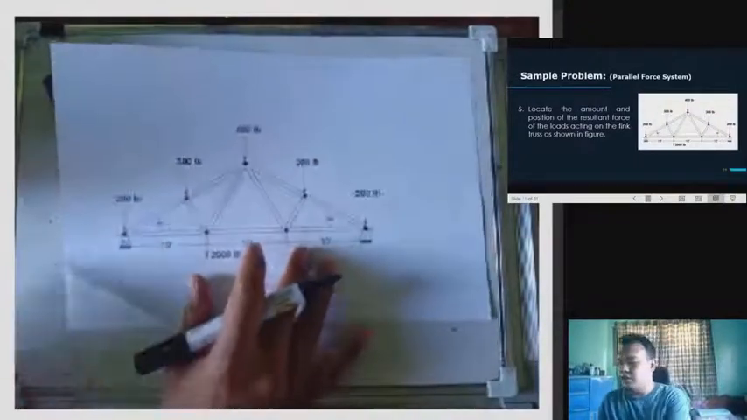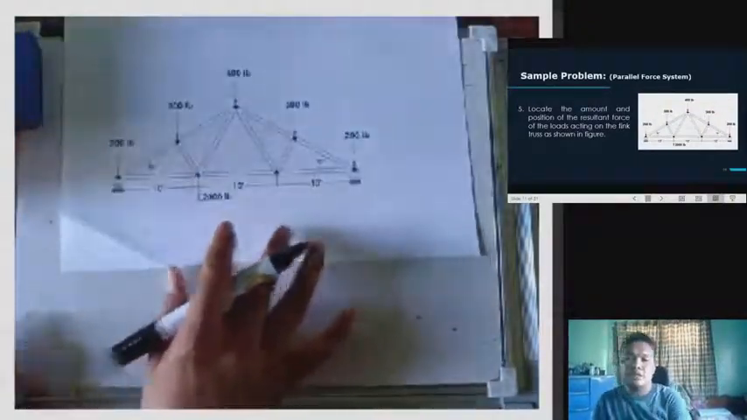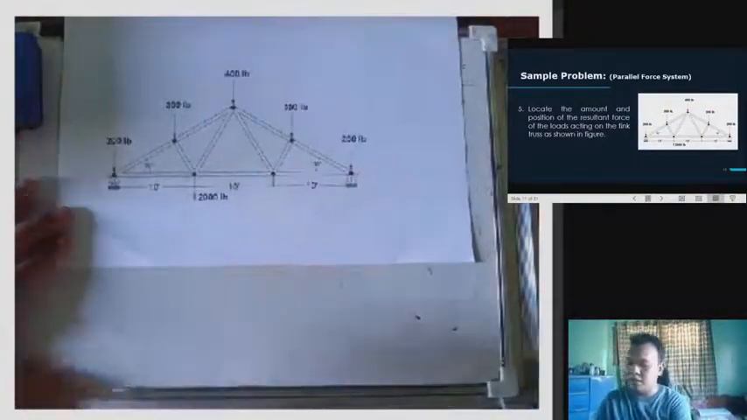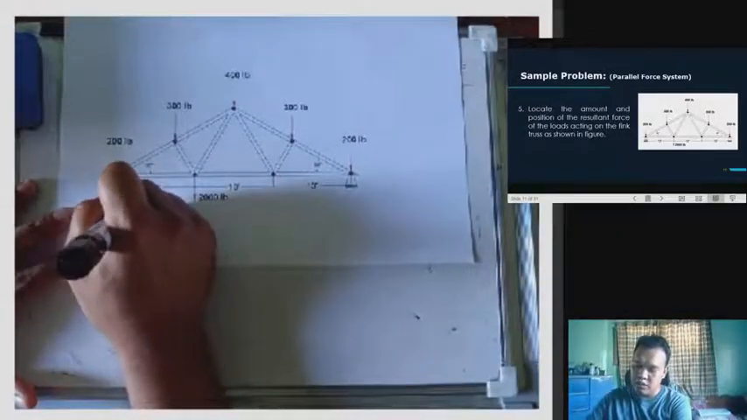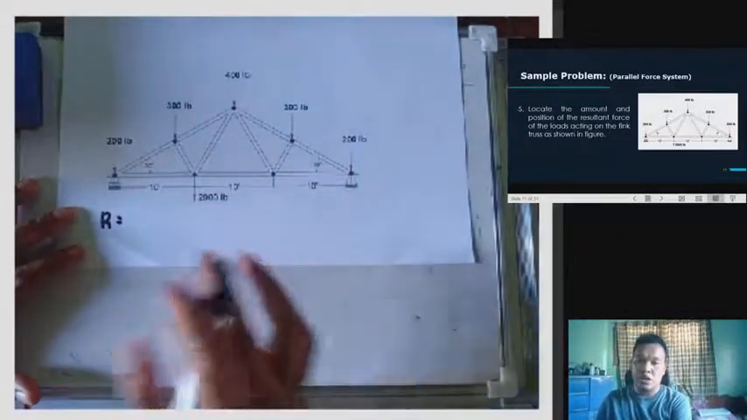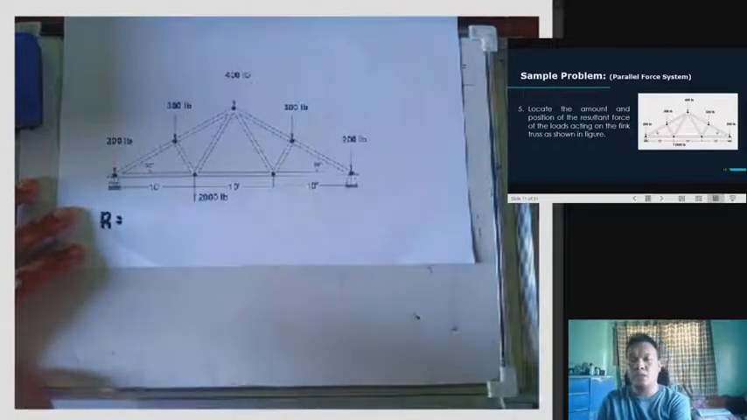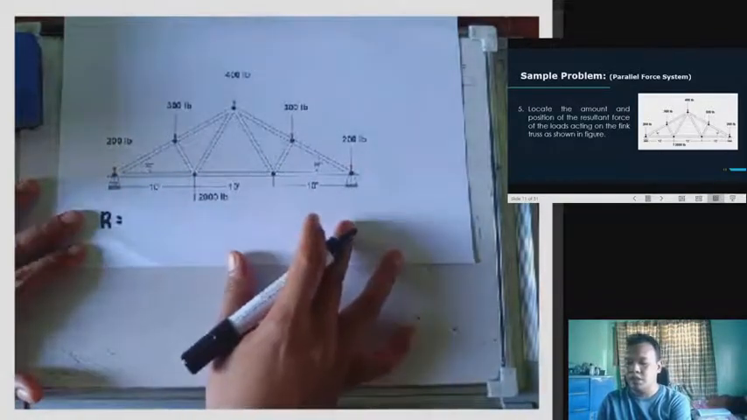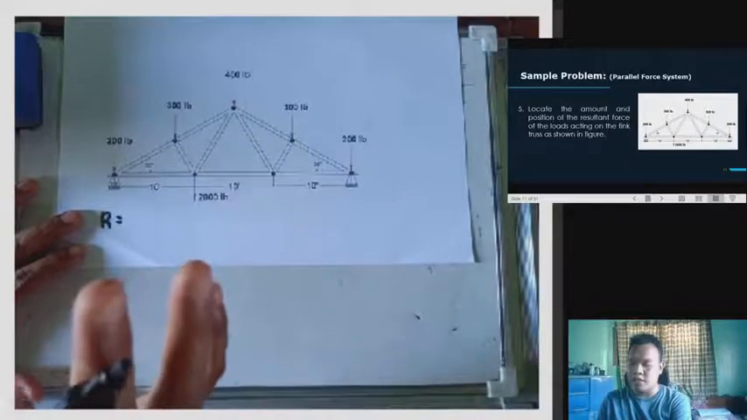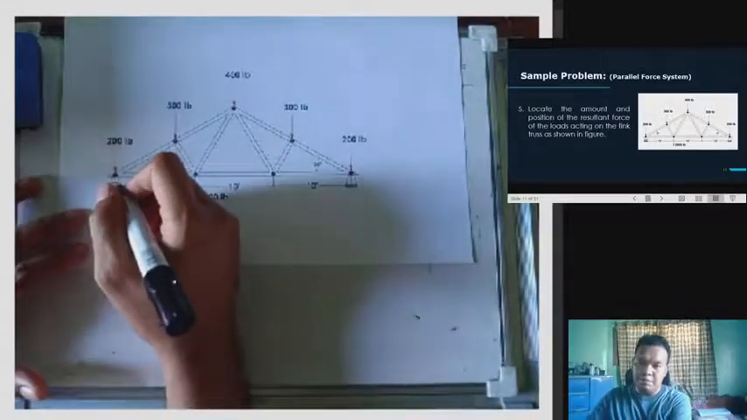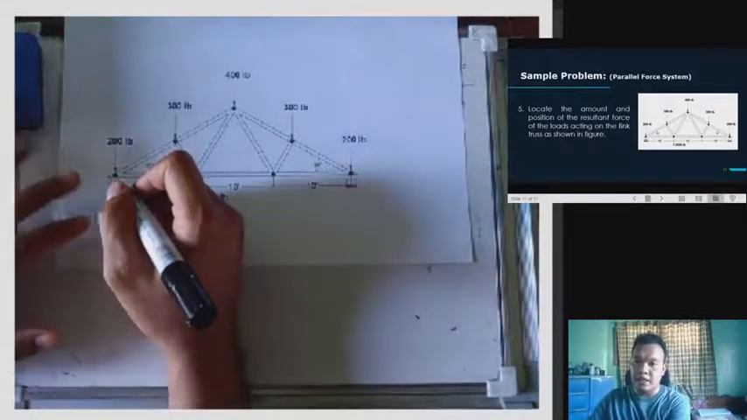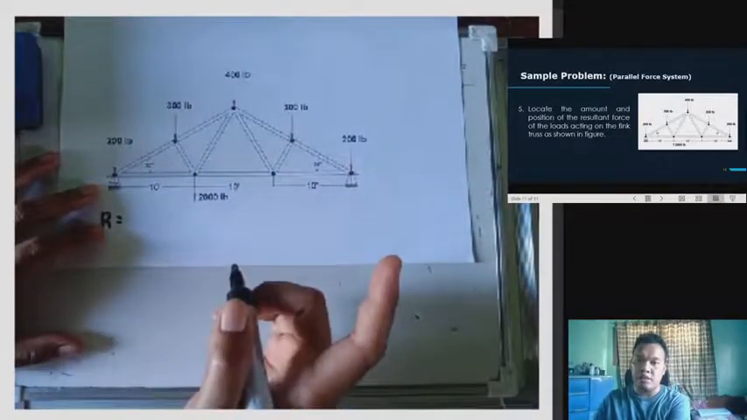Okay, so we have here this Fink truss. So para ma-compute natin yung resultant force R, going down is negative and going up is positive. Since going down naman siya lahat, hindi na natin siya ilalagyan ng sign. Lalagyan na lang natin siya ng direction at the end of the solution.